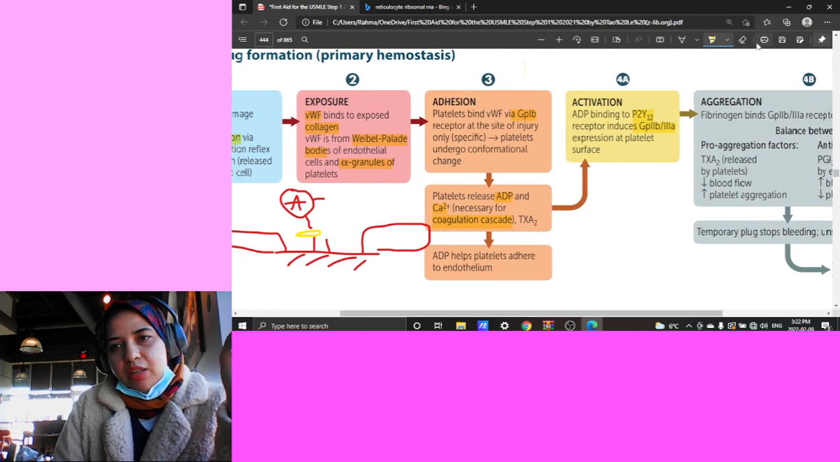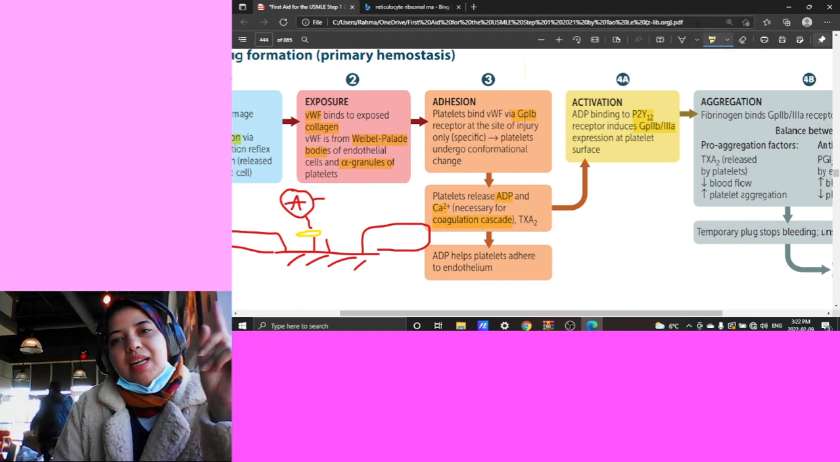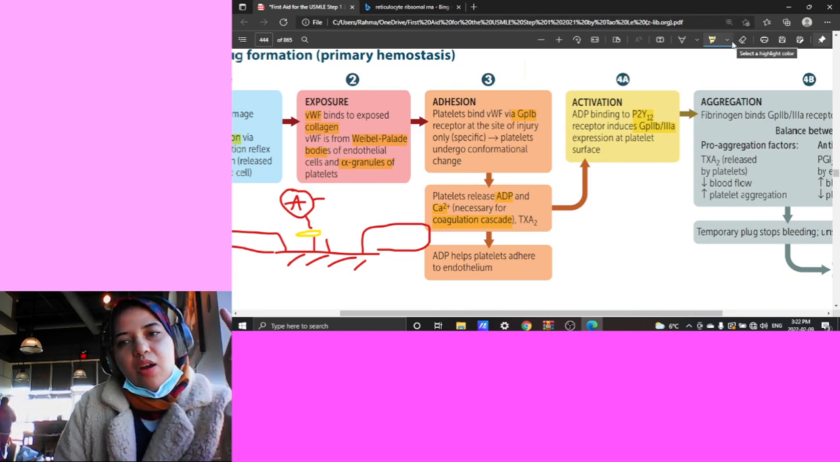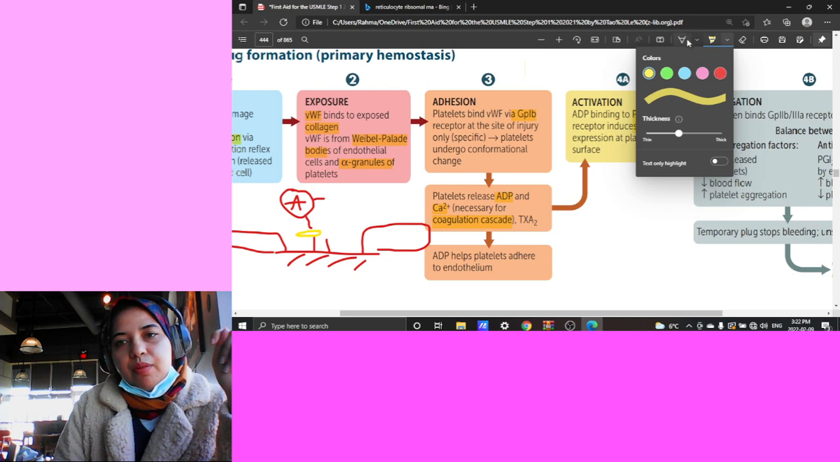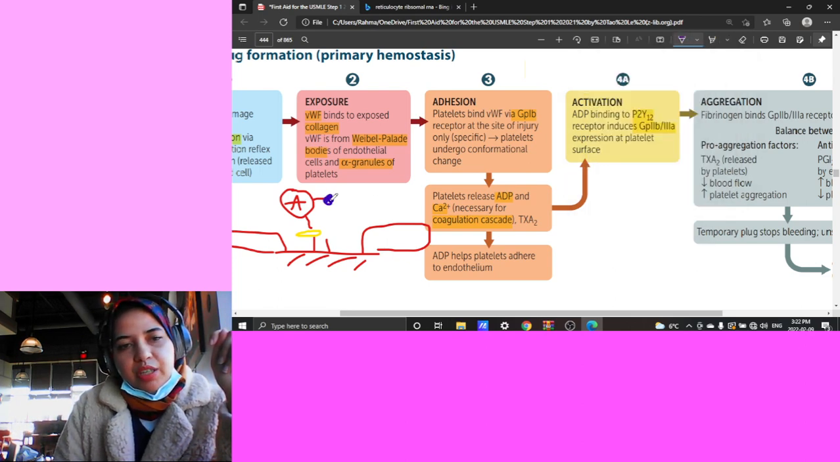So before we do that, let's take a look at aggregation. When I have this GP2B3A receptor on my platelets, that's what's going to connect other platelets to that area, along with fibrinogen. So fibrinogen binds, let's use a different color here. Fibrinogen here is now going to bind to this GP, I'm going to put two here, and this is one, so you don't get confused.